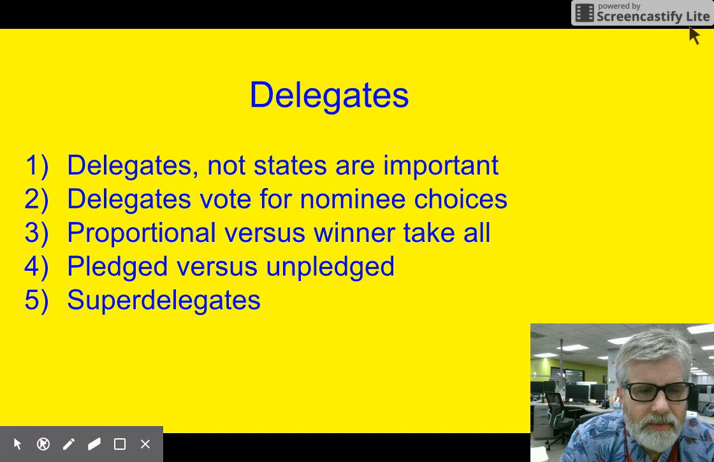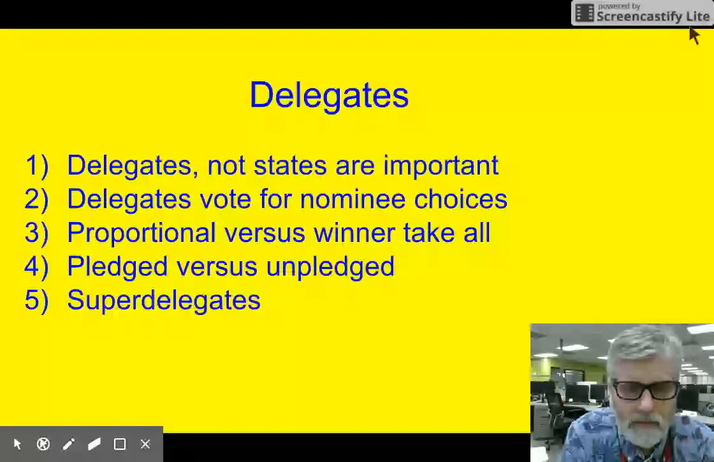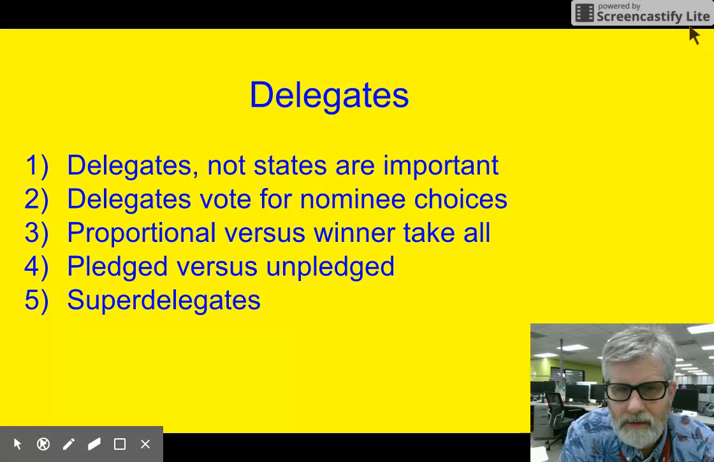Pledged versus unpledged. Normally on the primary night, the candidates will get the pledged delegates, and sometimes it doesn't equal the total because there are unpledged delegates, which would be decided in party conventions or caucuses. So there was a case where Wyoming had 29 total delegates. On the caucus night, 12 were given out, and the other remaining 17 would be at the caucuses that were held in another month.